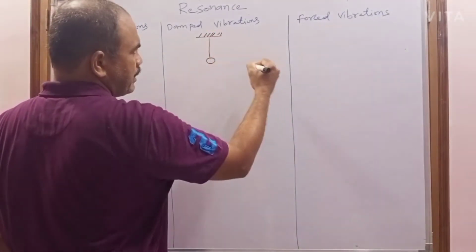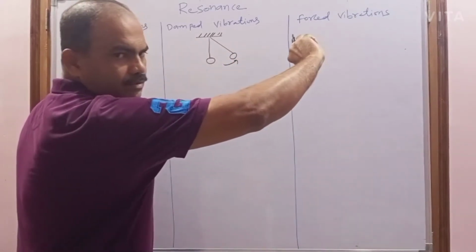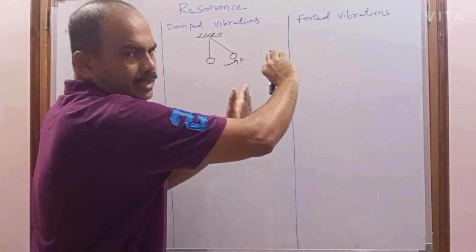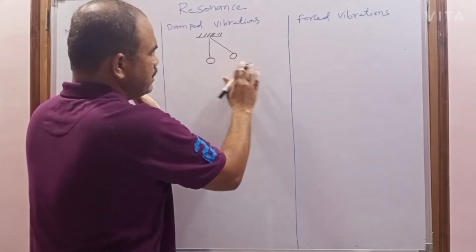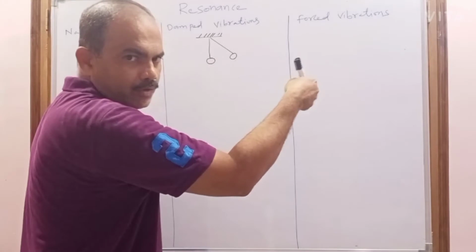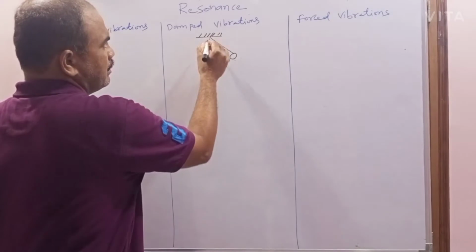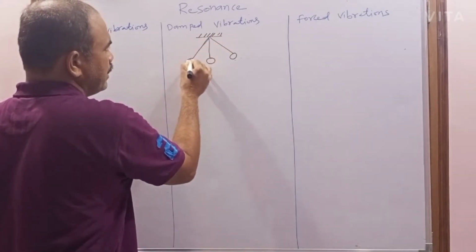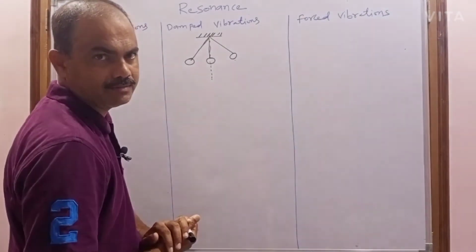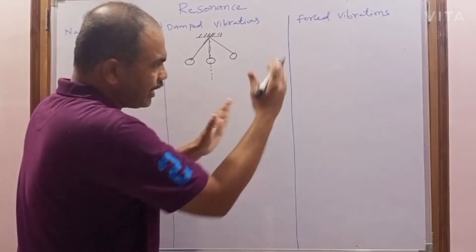Now when it is pulled aside by applying some force and released, just once you applied the force and released, to set it into motion. What happened? It starts vibrations or oscillations about the mean position on either side. When it undergoes the vibrations or oscillations, it oscillates on either side.